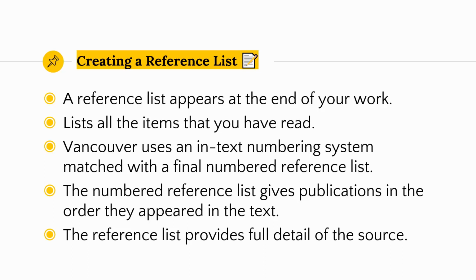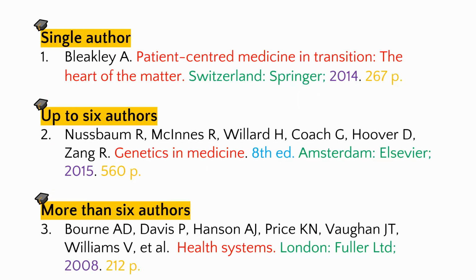When it comes to creating the reference list, this appears at the end of your work, and your reference list should only include those sources that you have cited in your text and read. Now, as we know, Vancouver uses an in-text numbering system, and that is matched with a final numbered reference list, and the numbered reference list gives publications in the order they appeared in the text and provides the full detail of the source. So we're now going to look at some examples.